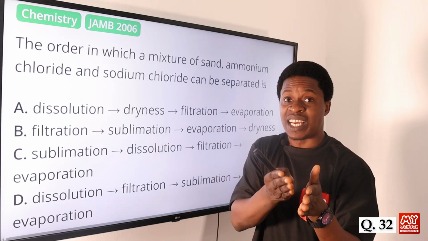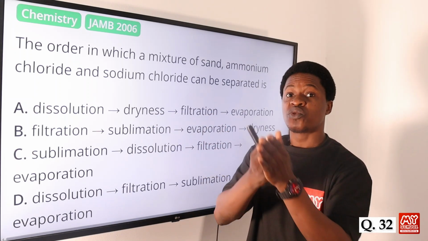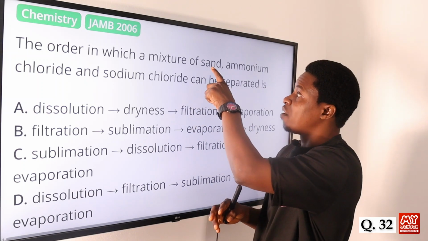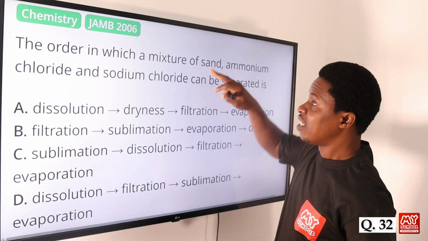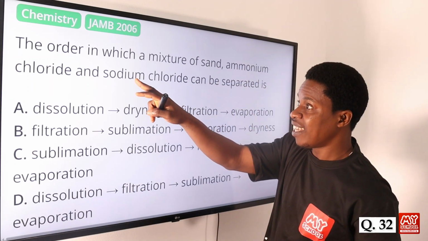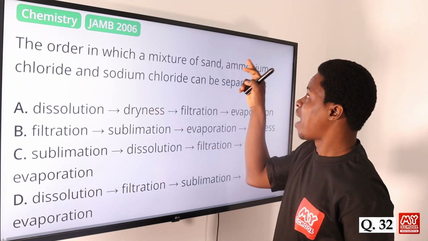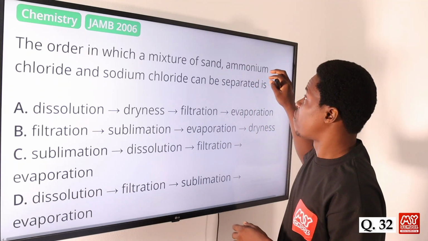Even though it is solid, it can change from solid to what? To gaseous state. And then we have sand here. Of course, sand is insoluble. So first thing to do is, this is insoluble, this is soluble in water, but this one is sublimable. So first, we need to deal with this one first, ammonium chloride.